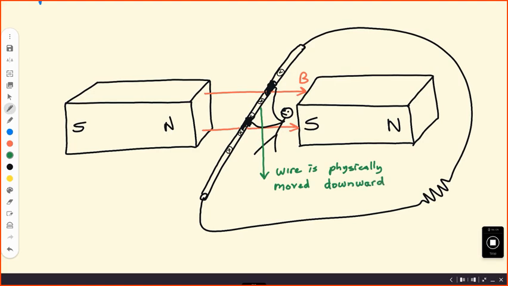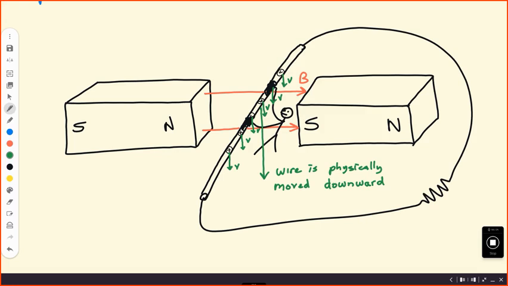And when that wire is physically moved downward, the charges inside the wire are taken along for the ride. So this little charge right here is going to be moving this way because it's inside a wire that's being moved downward. This little charge here is going to be moving this way because it's inside the wire that's being moved downward. This charge is going to be moved this way. This charge is going to be moved this way. These charges are going to be moved downward.